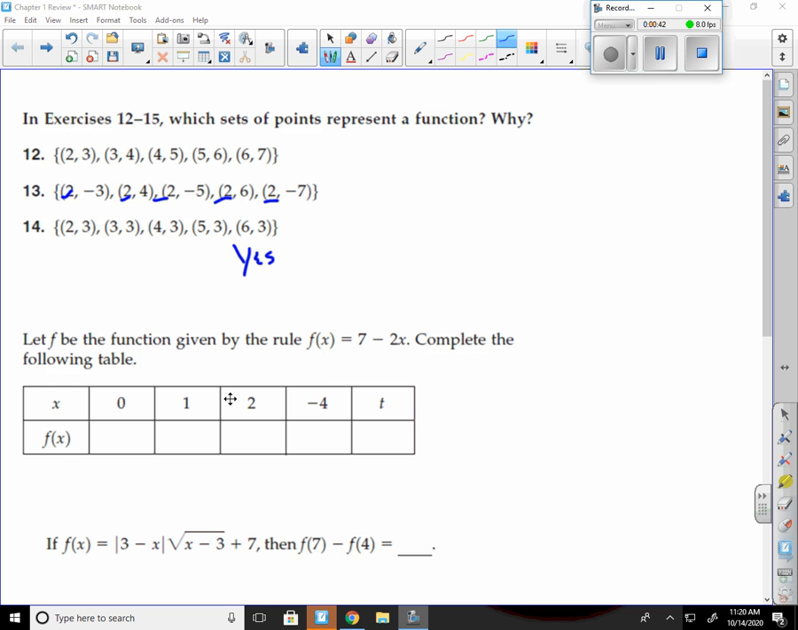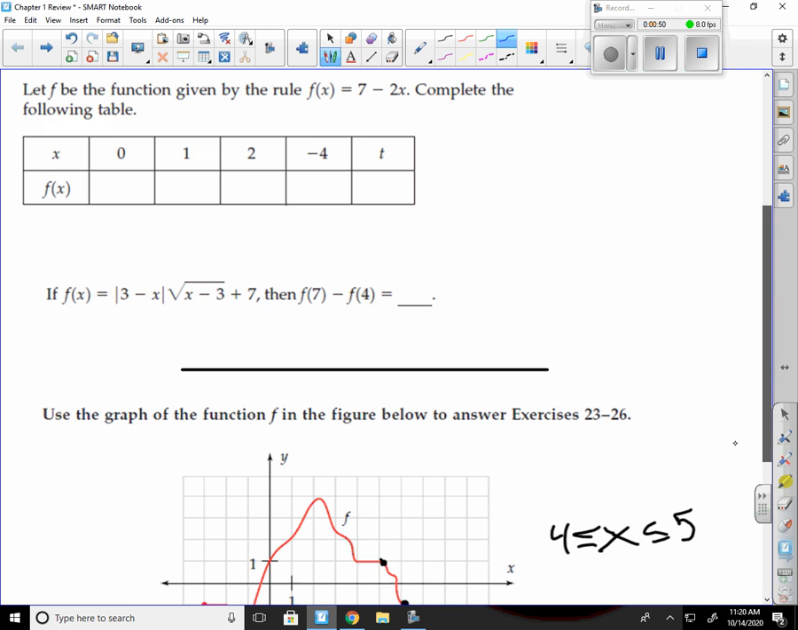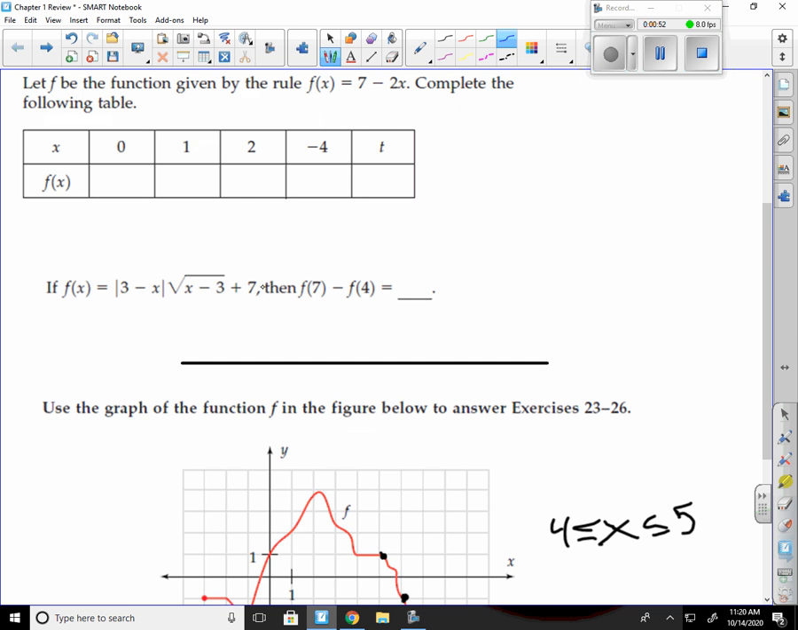Okay, complete the following table. You plug the numbers in. 7 minus 2 times 0. We did this yesterday too. Move on to the next one. I think we started this one. We talked about f of 7. We're going to plug a 7 in everywhere we see an x. So f of 7 equals. Now we're done with this left side.